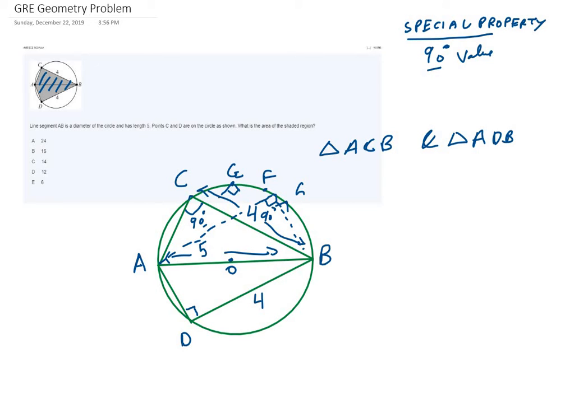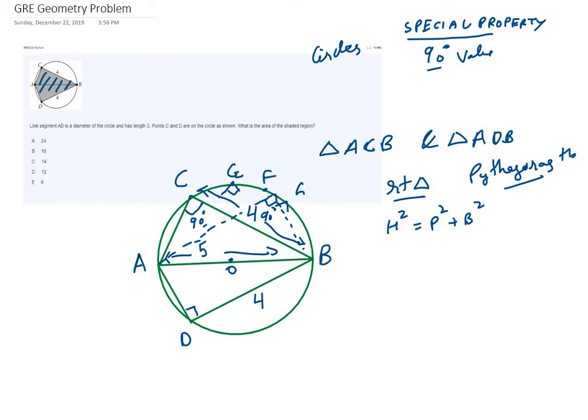Another important property of any right triangle is that the hypotenuse squared is equal to the perpendicular squared plus the base squared. This is the Pythagoras theorem. If you don't know it, you can review it, and also review circles, their different properties, area and circumference. Applying the Pythagoras theorem, the hypotenuse is the side opposite the 90 degree angle, so AB is the hypotenuse, and AB squared equals AC squared plus BC squared.